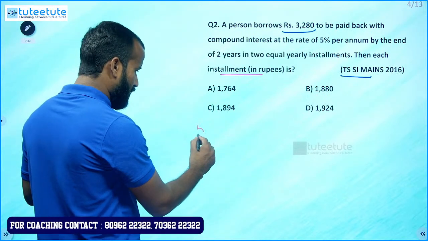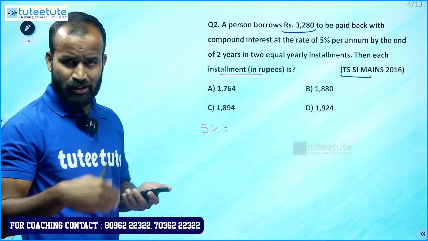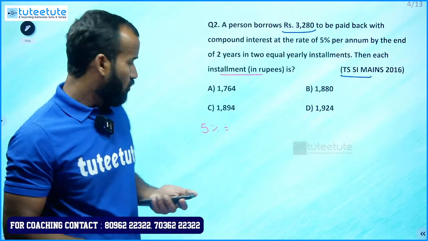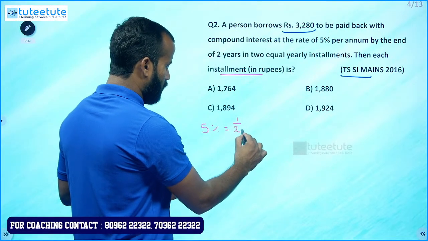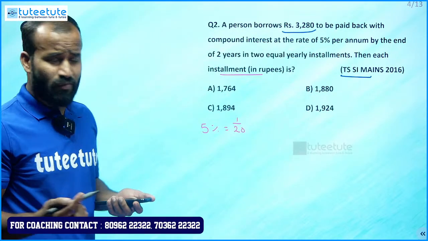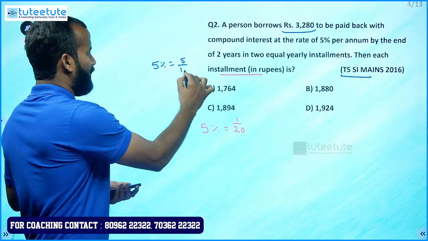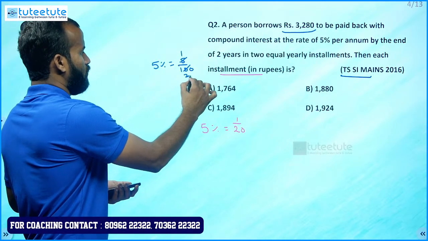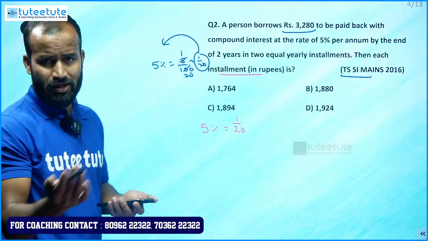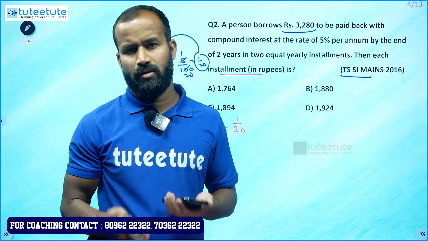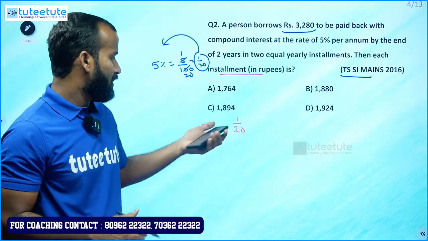First, 5% means percentage to fraction. Fraction to percentage values you have to know. What is the 5% value? 5% means 1 by 20. How to convert percentage to fraction, fraction to percentage? 5%, 5 per 100. If you divide by 5, 1 by 20. Again, this fraction value, if you want to convert it into percentage, multiply with 100. Then again you get 5%. So 5% means 1 by 20.